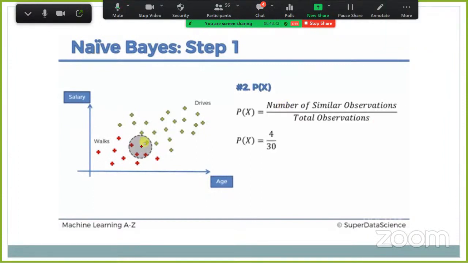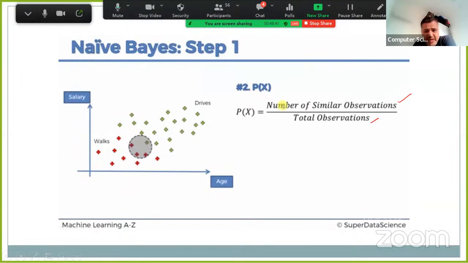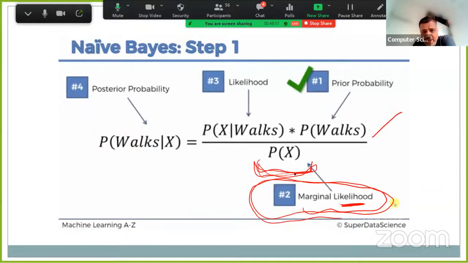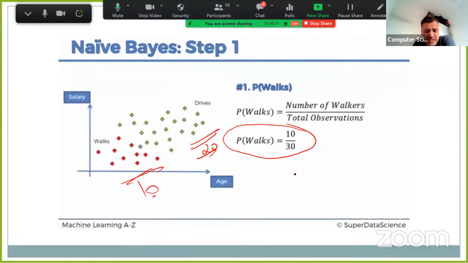So here it is 4 divided by the total number of observations. I have 30 total observations, so 4 by 30 is the value of P of X. And I have the value of the probability of walk, which is simply 10 divided by 30.